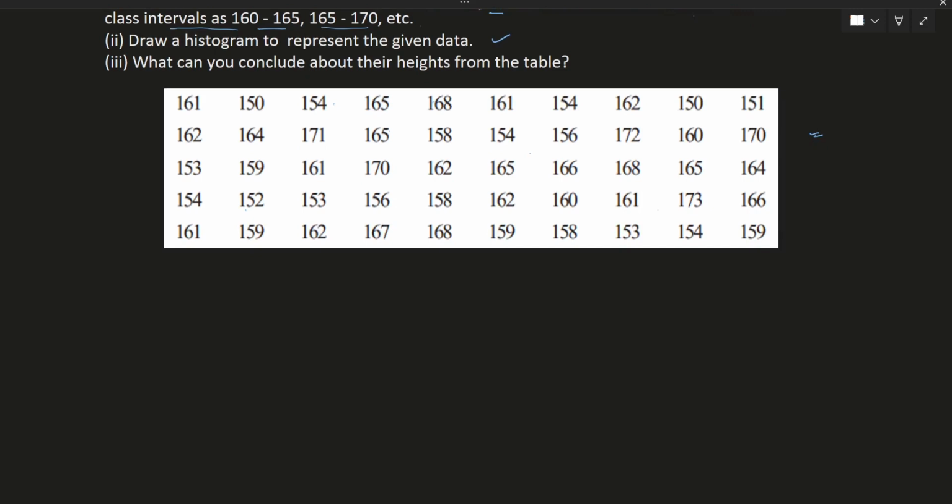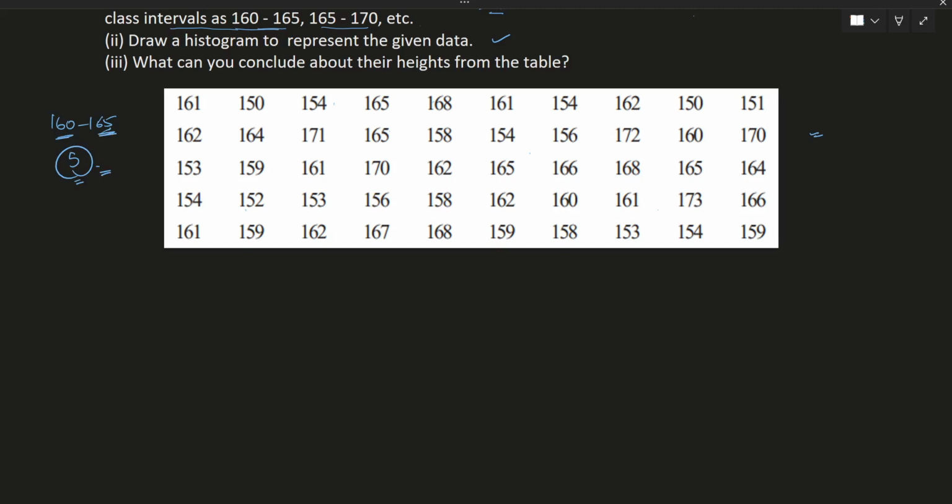They have given us the class interval size. The class size is from 160 to 165, meaning the class size is 5. The upper limit is 165, the lower limit is 160, subtract them and you will get 5. So that is the class size. Now first check what is the minimum value in the given data.